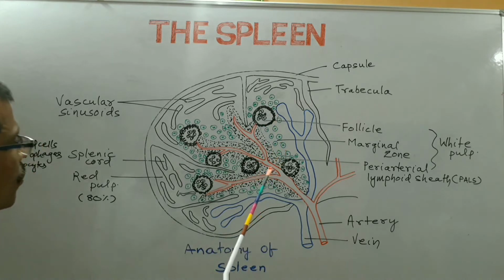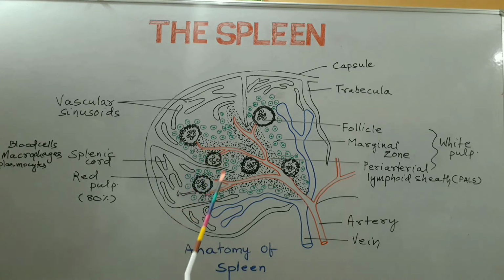First of all, we will discuss the red pulp. The red pulp consists of splenic cords and vascular sinusoids. The splenic cord is also known as the cord of Billroth. The splenic cords are cellular aggregations that are supported by reticular connective tissue, and the splenic cord contains different types of cells like blood cells, macrophages and plasma cells.